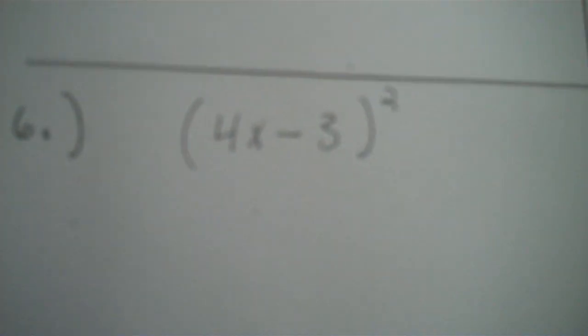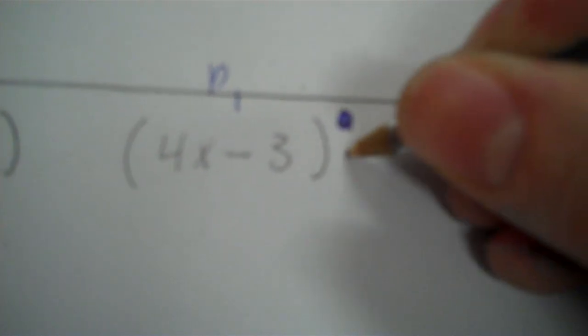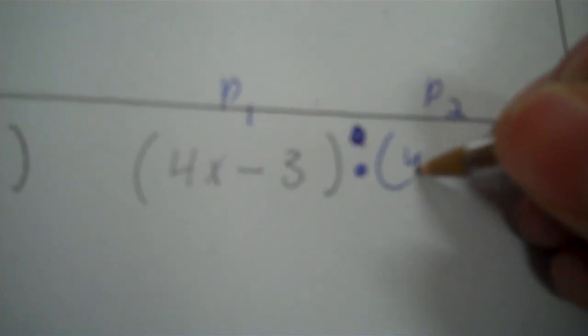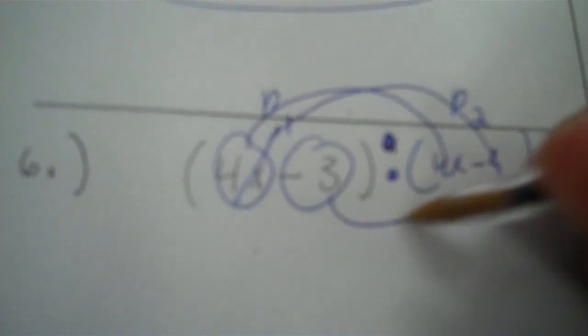Okay, number 6. I got a 4x minus 3. That's P1, but where the heck's P2? Well, see, the second power means you make a multiplication, and then P2 is the exact same as P1. Okay? Now, doing exactly what you're doing here. You have two terms in P1, distribute 1 by 1. So 4x times 4x minus 3, negative 3 times 4x minus 3.